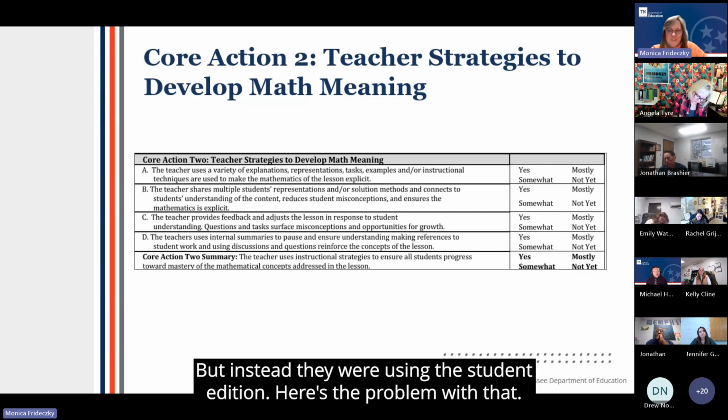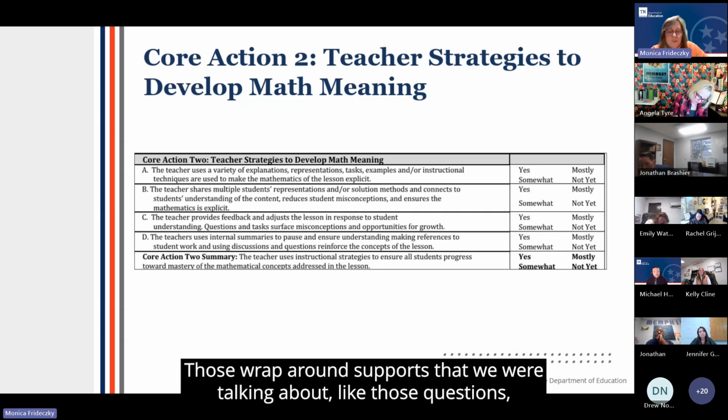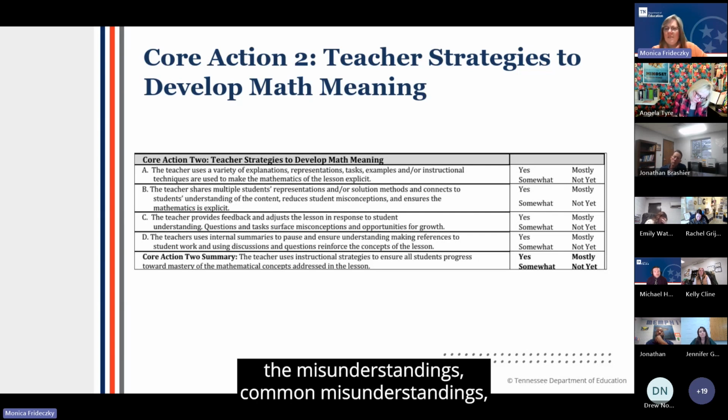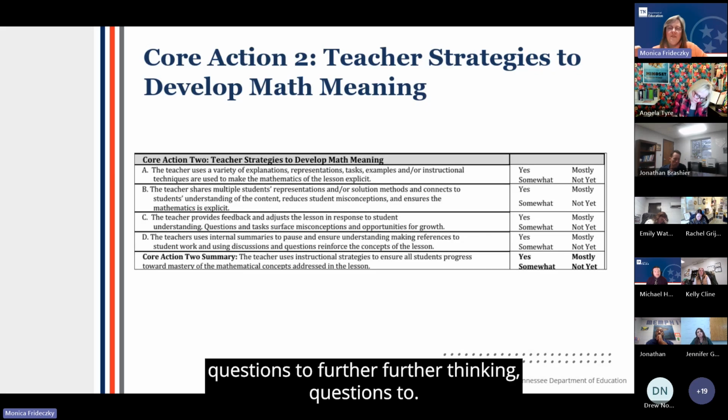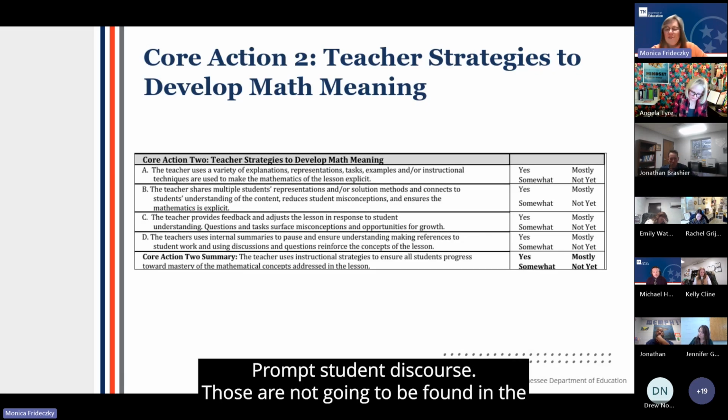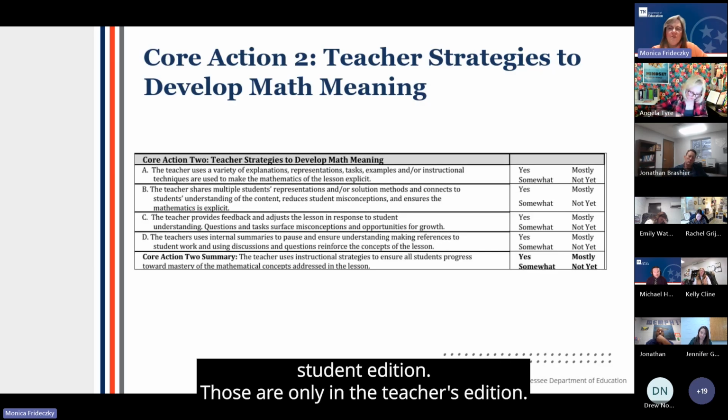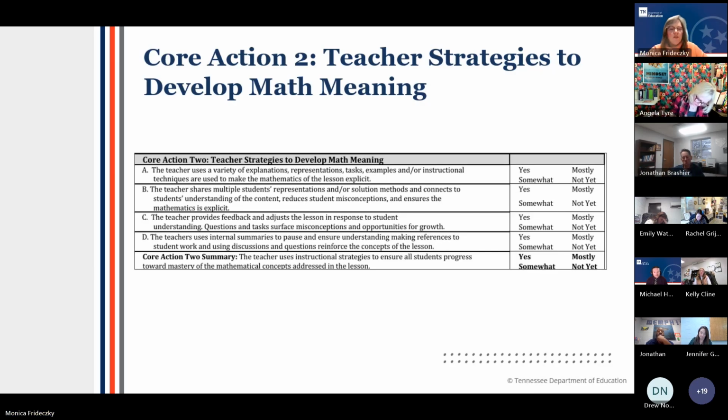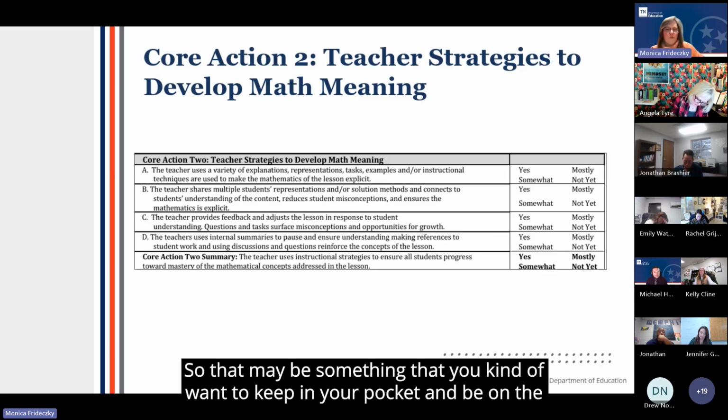Here's the problem with that. Those wraparound supports that we were talking about, like those questions, the common misunderstandings, questions to further thinking, questions to prompt student discourse, are not going to be found in the student edition. Those are only in the teacher's edition. So that may be something that you want to keep in your pocket and be on the lookout for.